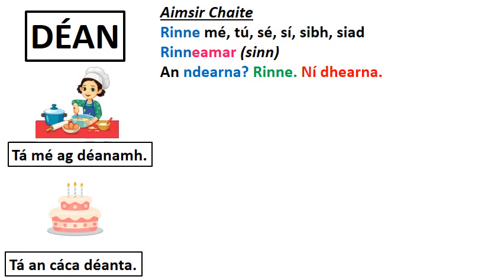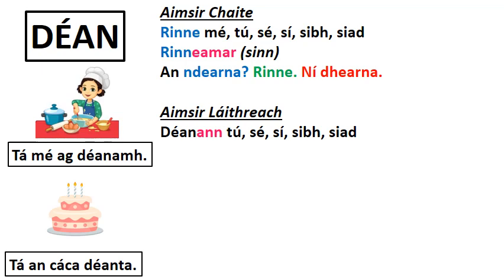It doesn't look anything like the name of my verb, and my an ndearna is using an on for the question when it should be an ar, and my ní dhearna is using a ní for the negative when it should be a níor. So there's lots of different things there in the Aimsir Chaite. Let's have a look now at the Aimsir Láithreach.